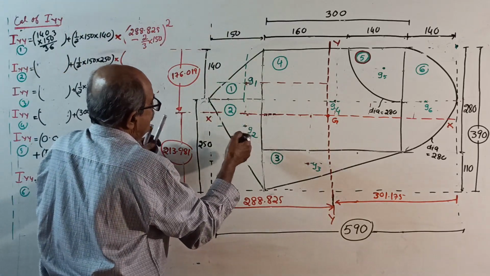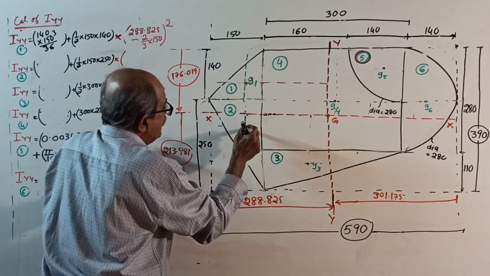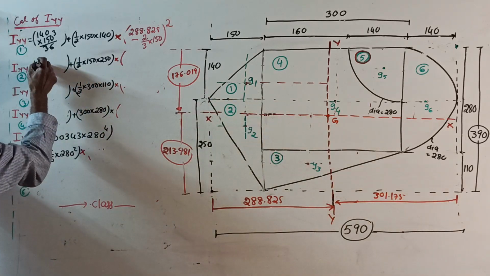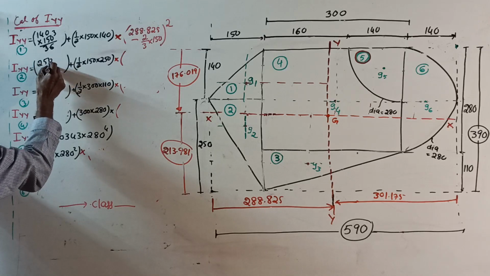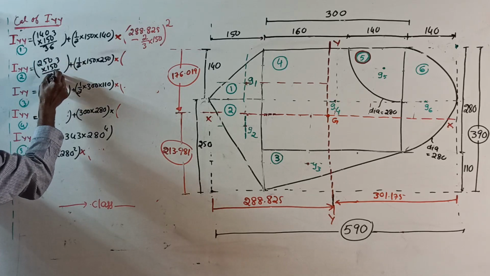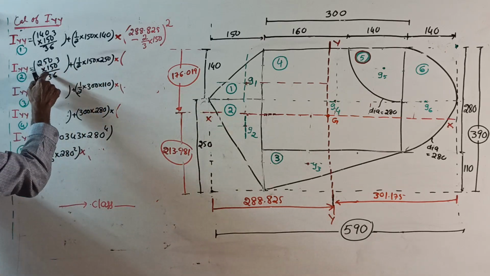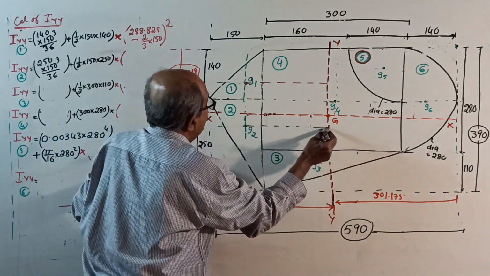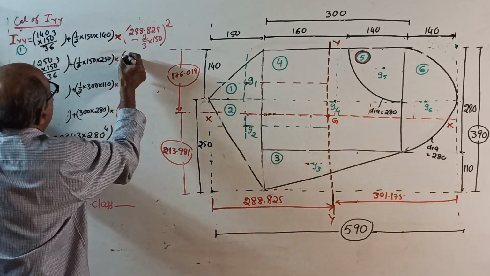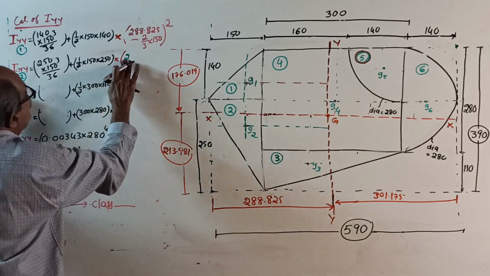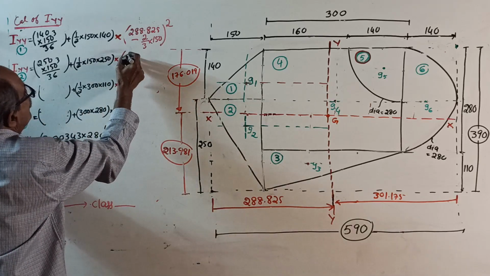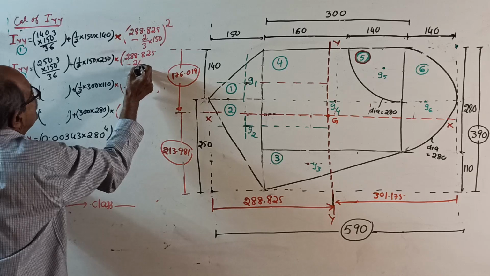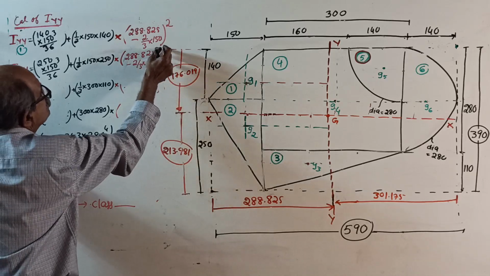I about, first here, its own centroidal axis parallel to YY: 250 into 150 cube by 36. Space is not there. 250 into 150 cube divided by 36. Write correctly, horizontally right here. Don't write one below the other. Plus area into this distance squared, that is the same as this distance squared. Don't waste time. 288.825 minus 2 by 3 of 150 whole square.